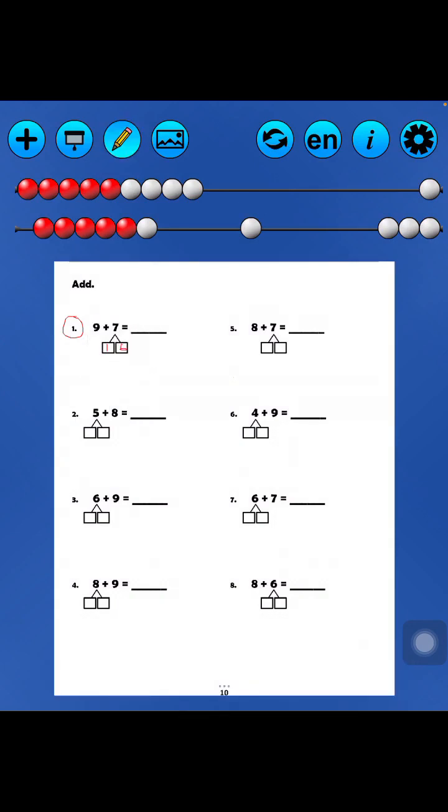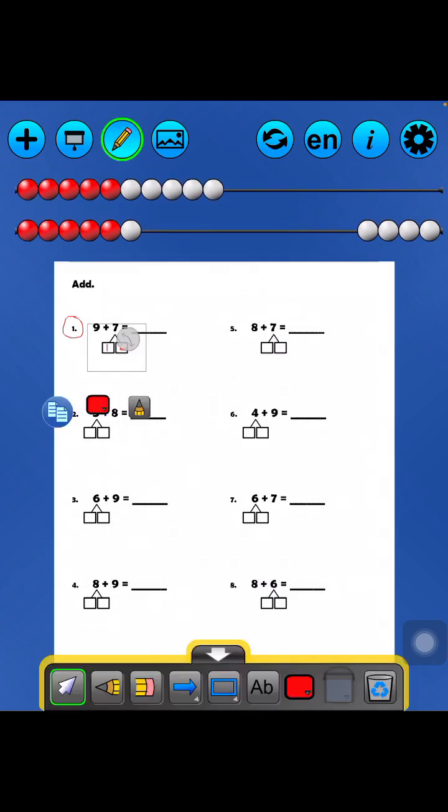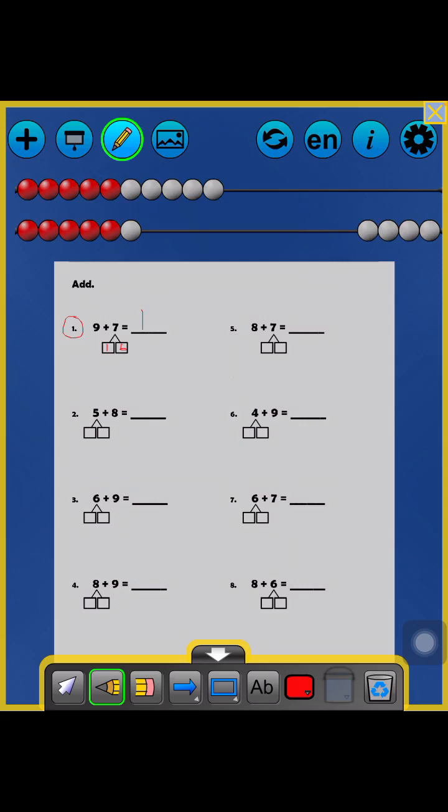Now in the first row, we move 1 more bead to the left. So in the second row, we need to move 1 bead back to the right. So now 9 plus 7 equals 10 and 6, and there are 16 beads on the left-hand side. So 9 plus 7 equals 16. Okay, now please take a look at question 2. We need to find 5 plus 8.